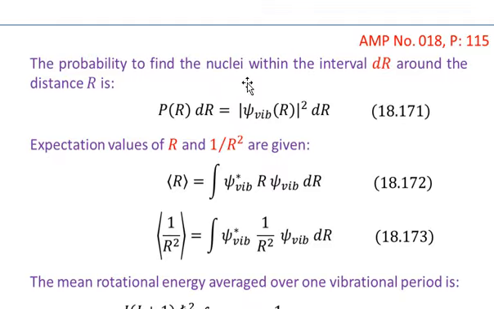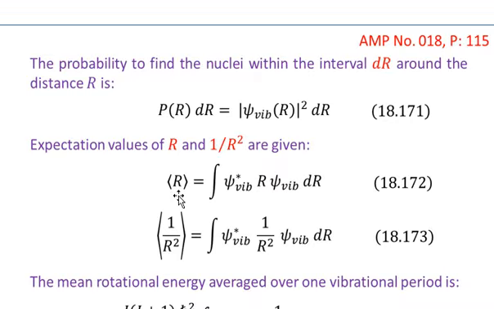The probability to find the nuclei within the interval dr around the distance r is given by P of r, the probability of finding the nuclei at a distance r, multiplied by dr. That is, we are considering an interval dr around the point r, and this is given by the absolute square of the vibrational wave function as a function of r multiplied by dr. Now, if you want to calculate the expectation value of capital R and the expectation value of 1 over capital R, these are given by the following formulas shown in equations 172 and 173.